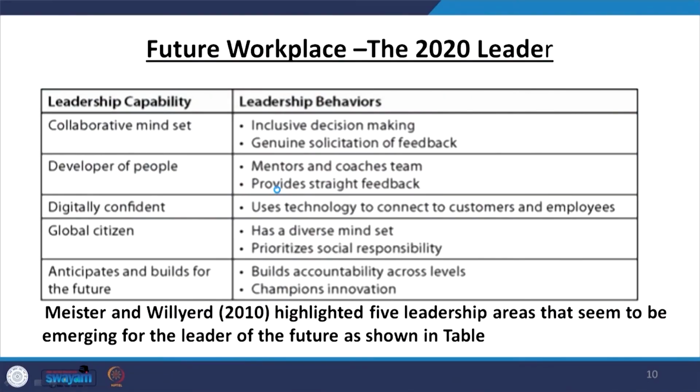When we talk about the future workplace: a collaborative mindset, a developer of people, a mentor and coach, a team player who provides straight feedback, digitally confident, uses technology to connect to customers and employees, a global citizen with a diverse mindset, who anticipates and builds for the future, accountability across the levels, and a champion of innovation. This is the future workplace that 2020 leaders are required for, and therefore global leadership will be required. This seems to be emerging for the leader of the future, as we have discussed here.